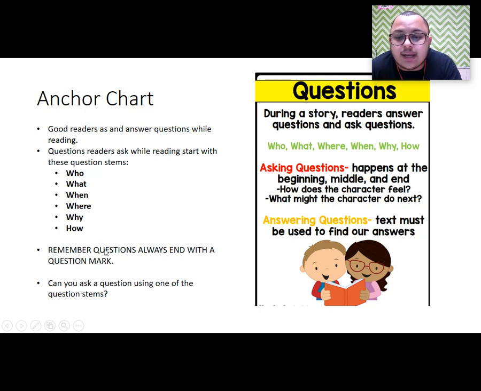Also, remember that questions always end with a question mark. If you're reading something and it ends with a period, then you've just read a sentence. If you're reading something and it ends with a question mark, then you've just read a question, and that means that you should be looking for an answer to that question while you're reading. Can you ask a question using one of the question stems?